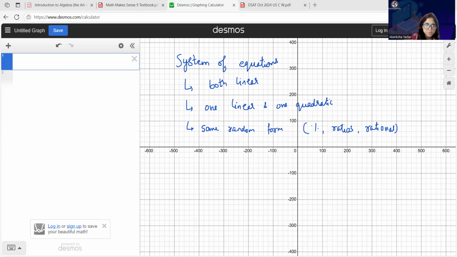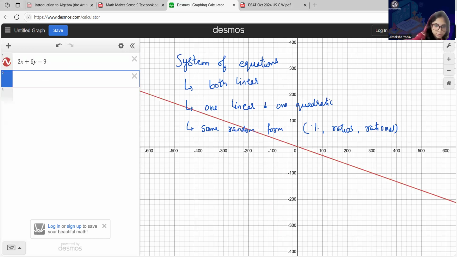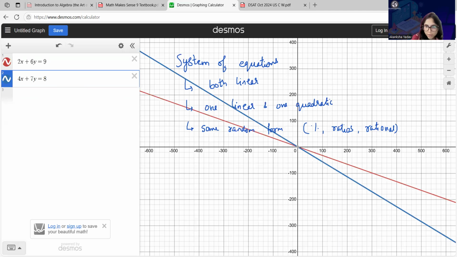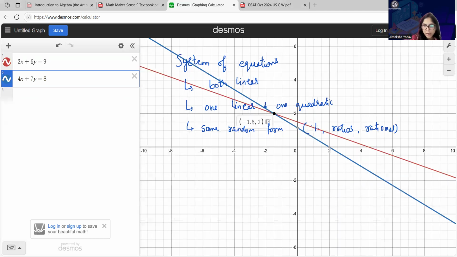So for linear equations, it's pretty easy. You just write the two equations. You will get the point of intersection. It's over here. X value is negative 1.5, Y value is 2.